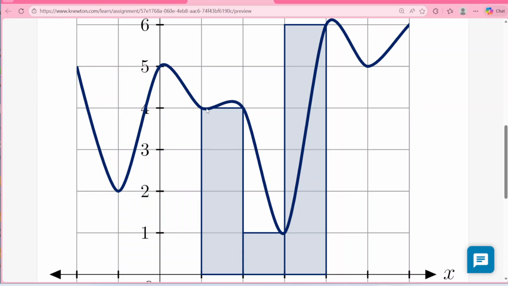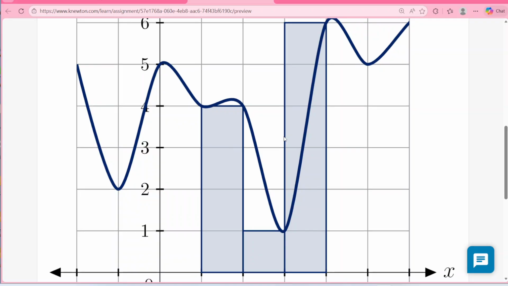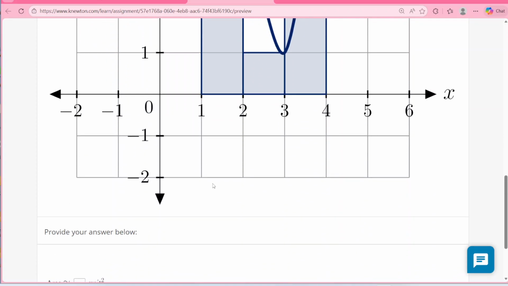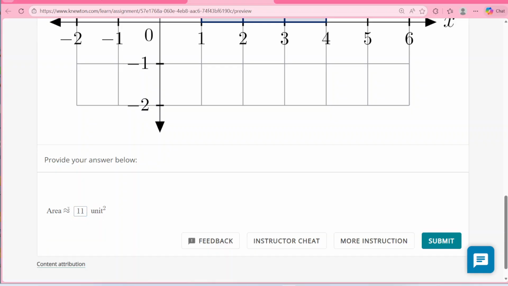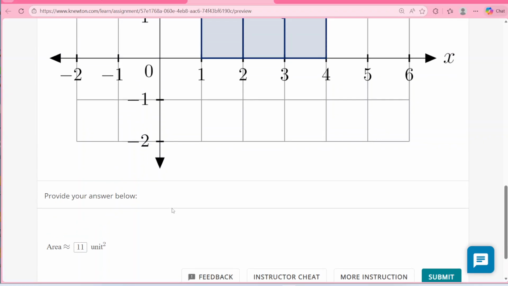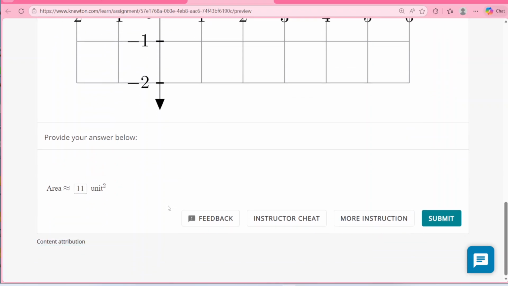Okay, so the approximate area under the dark blue curve over the interval from 1 to 4 is 11 square units, right? So I'm entering 11 in the box here, and you see the approximately equal to wavy equal sign, right? Because again, the area is not actually 11 square units, but it's estimated to be 11. All right, so hopefully that made sense.